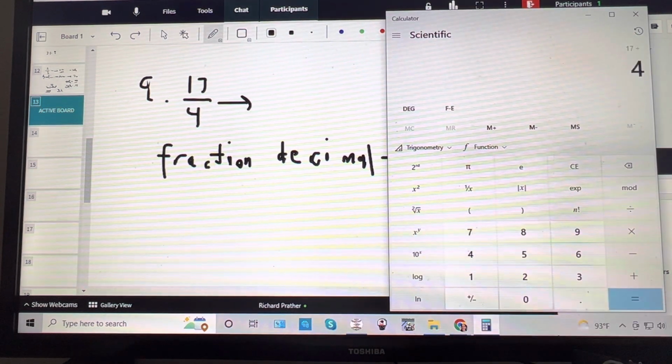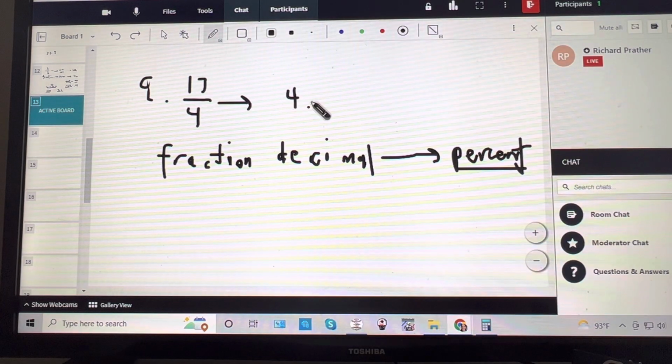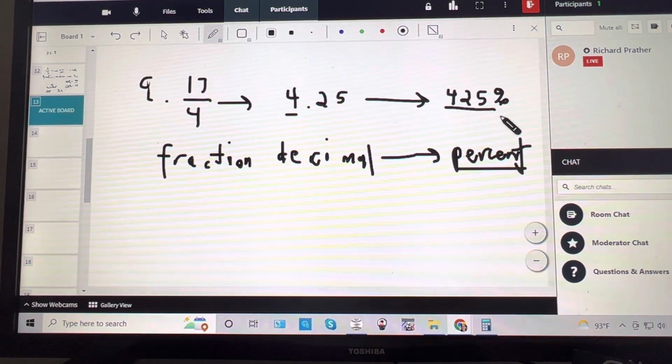17 divided by 4 is 4.25. So a decimal can be bigger than 1, but it's still just a decimal. So the percent should look bigger. Should I go 2 to the left and get 0.04, or should I go 2 to the right and get 425? It should be to the right, because I want it to be bigger than this looks. This looks like a 4. This is 425. Percents always look bigger than decimals do, even if the decimal is bigger than 1. So 4.25 is 425%.